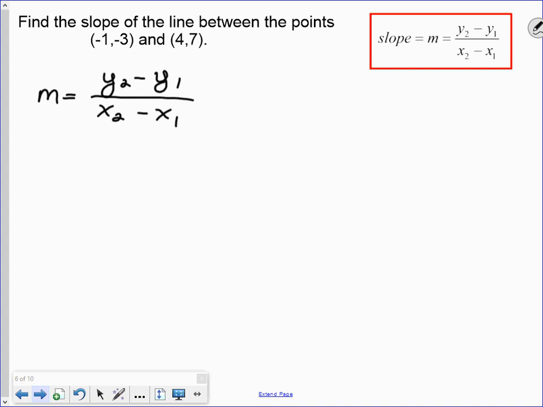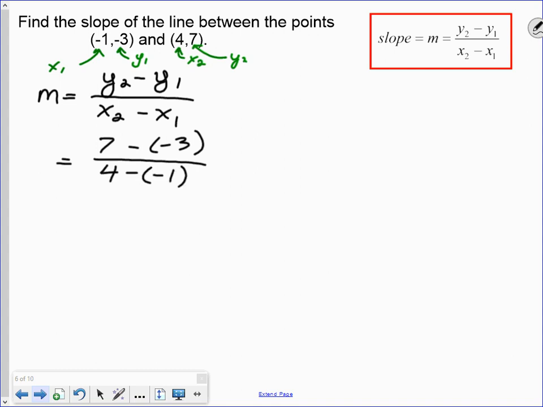Let's label our points x1, y1, x2, y2. So this will be x1, this will be y1, this will be x2, this will be y2. And let's sub those numbers in. Our y2 value is 7. Our y1 value is -3. Our x2 value is 4. Our x1 value is -1.